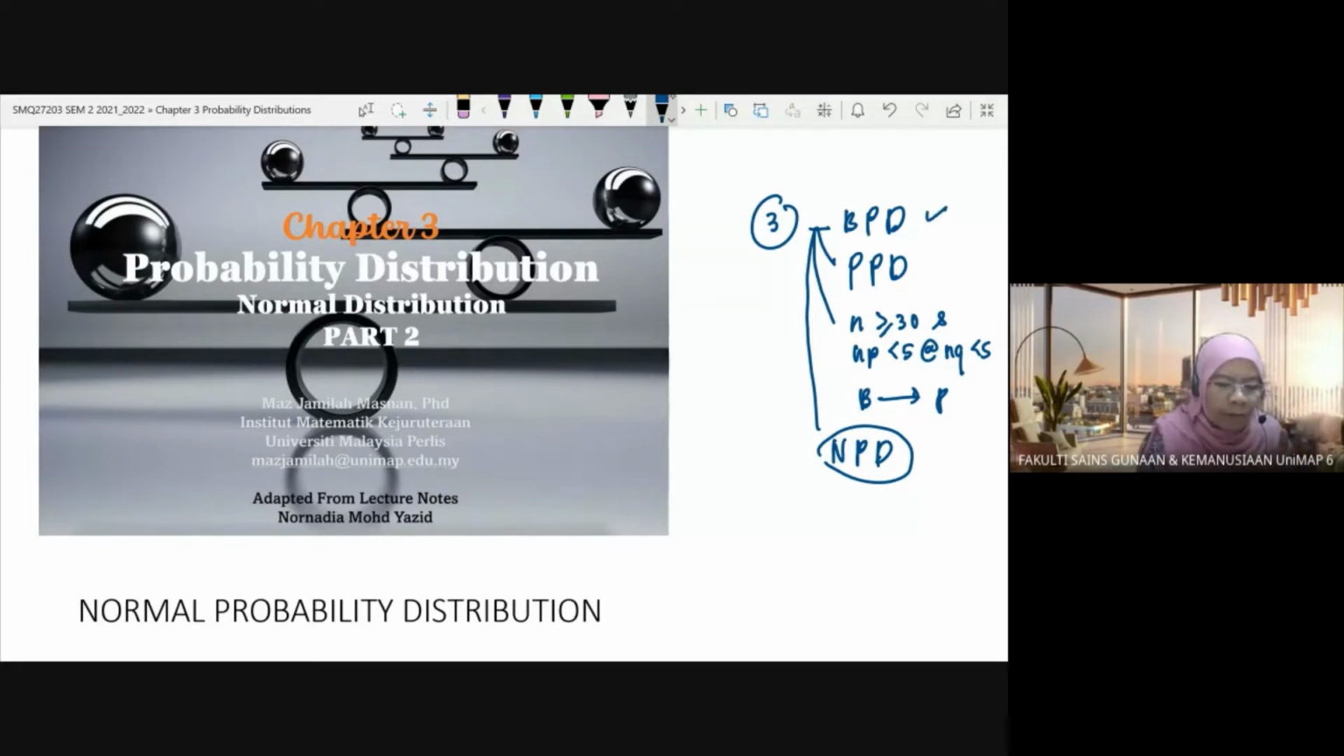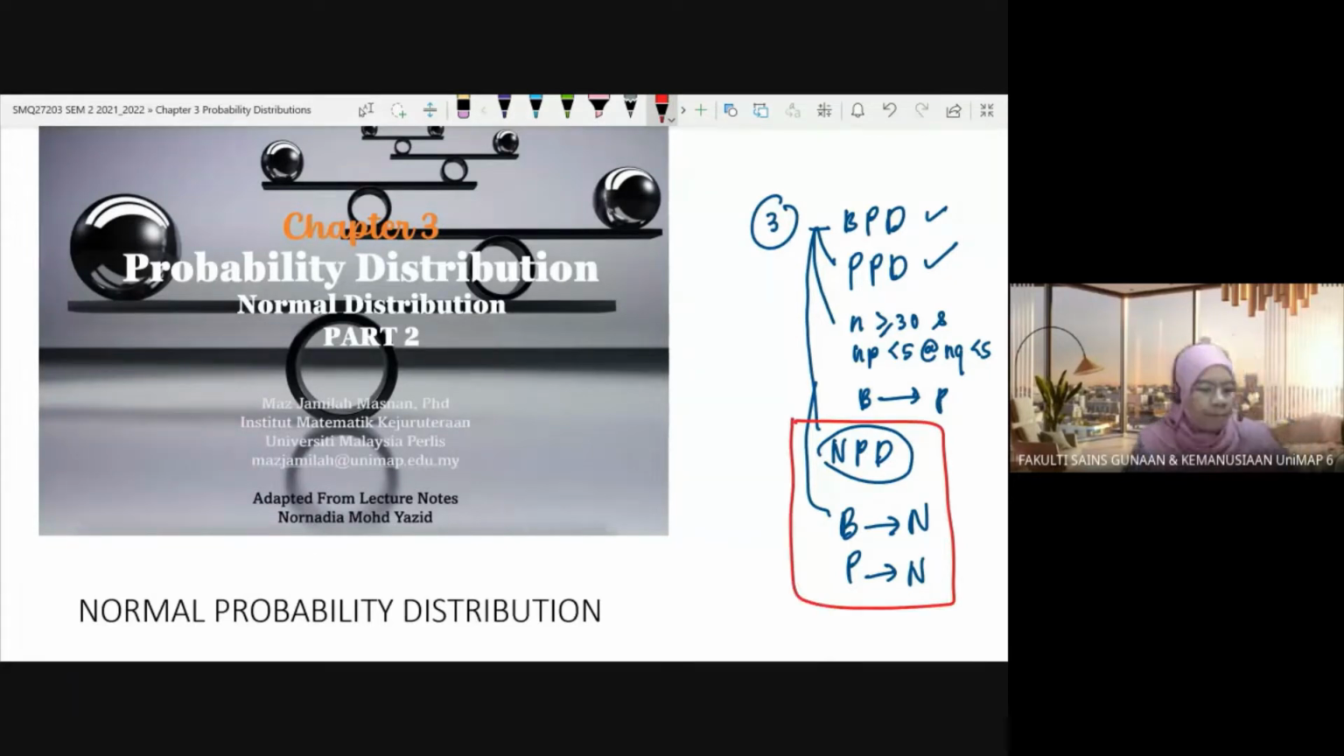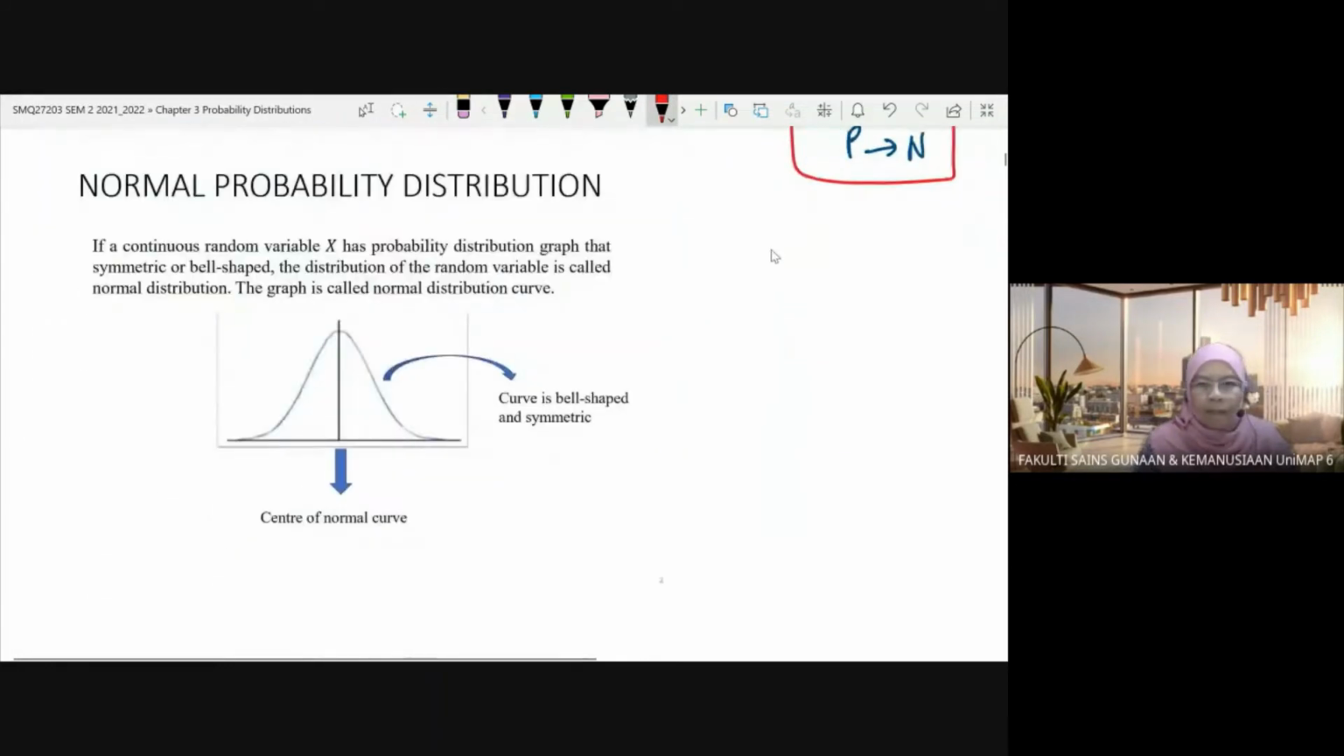That will be binomial to normal and Poisson to normal. It means that once we have covered normal, we will see how we can solve our normal distribution problem, and we are going to look at how we can transform from binomial to normal and then from Poisson to normal. So that will be more or less our coverage for today's class. Do you have any questions before we begin, class?